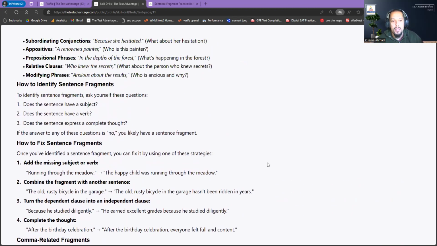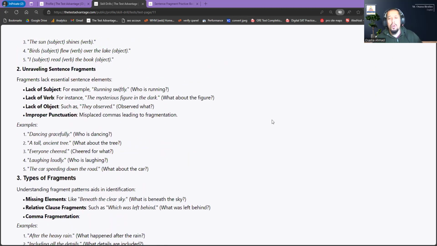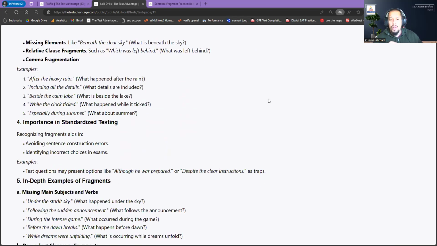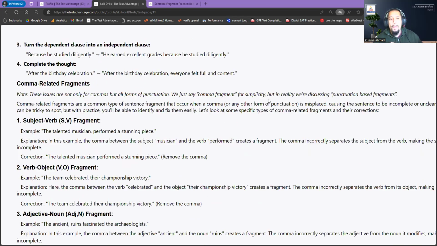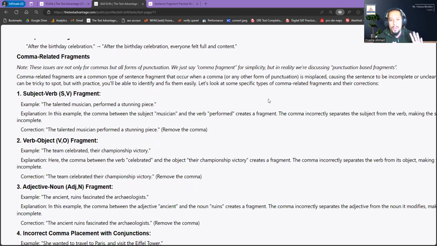So these are basic fragments. So احنا اتكلمنا عن fragments. يعني قلنا it's missing subject, missing verb, incomplete idea, or relative clause fragments. اللي بعديها بقى comma related fragments. Okay? Now keep in mind, note. أنا بقول لكم comma related fragments بس ده عشان أي نوع من أنواع punctuation. So it's comma, semicolon, dash. So all of these rules apply to all punctuation. Okay? All punctuation. So number one, subject, comma, verb fragment.